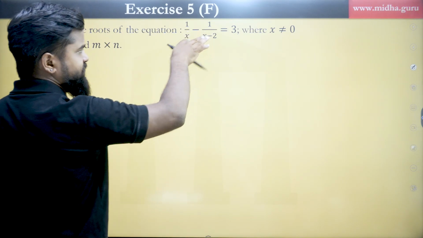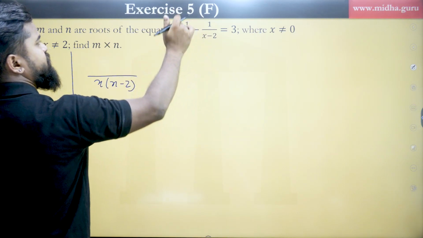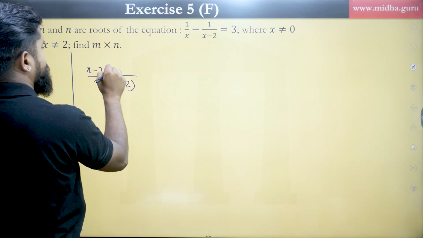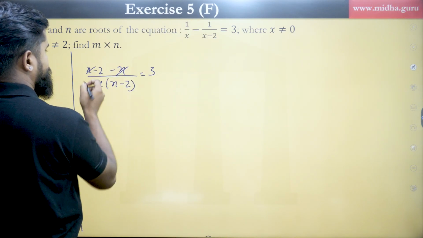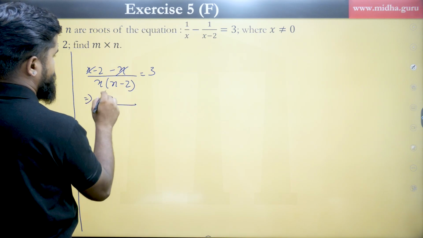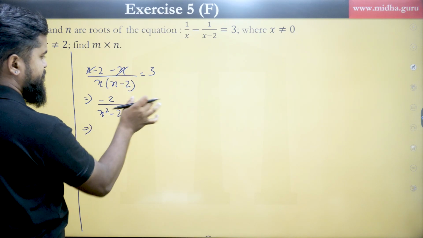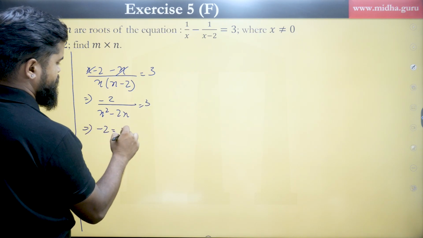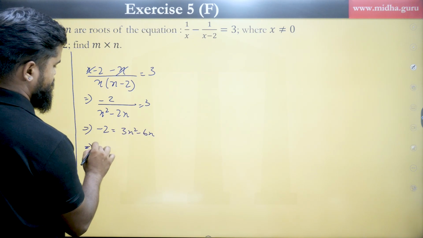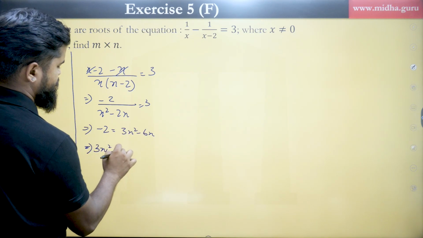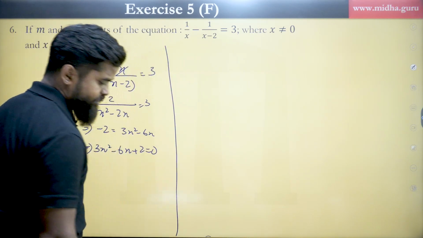First things first, in these two fractions here, we will take the LCM as x into x minus 2. So x minus 2 gets multiplied up here and x gets multiplied up here. So we have x minus 2 here minus x, which is equal to 3. So we cancel out x. We get minus 2 by x square minus 2x, which is equal to 3. We multiply this up here, we get minus 2 is equal to 3x square minus 6x, and we bring all the terms to one side, we get 3x squared minus 6x plus 2 is equal to 0.